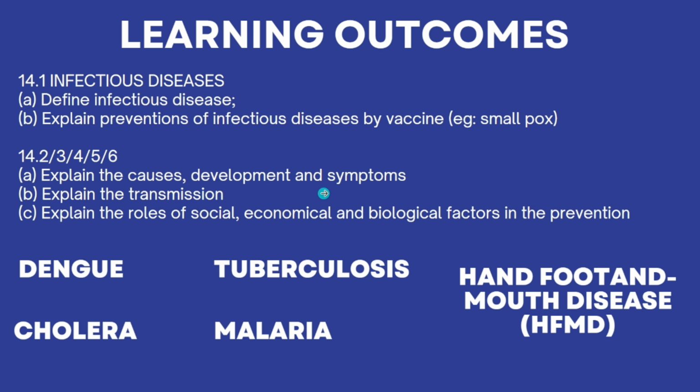And there are 5 types of infectious disease you need to learn in the syllabus. The first one is dengue, cholera, tuberculosis, malaria, and hand, foot, and mouth disease, HFMD. In the old syllabus, we only learn about 4 diseases, dengue, cholera, TB, and malaria. But for the new syllabus, MPM added on the new disease, which is hand, foot, and mouth disease.